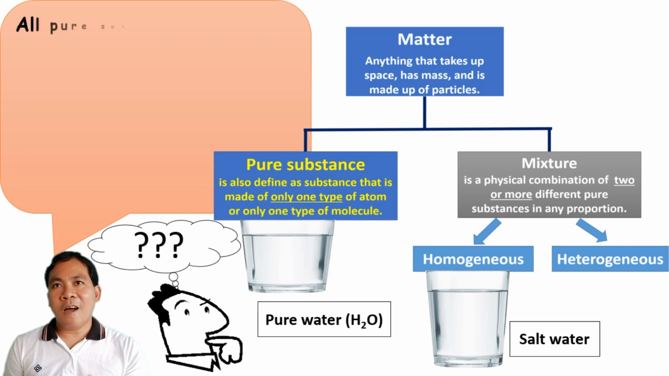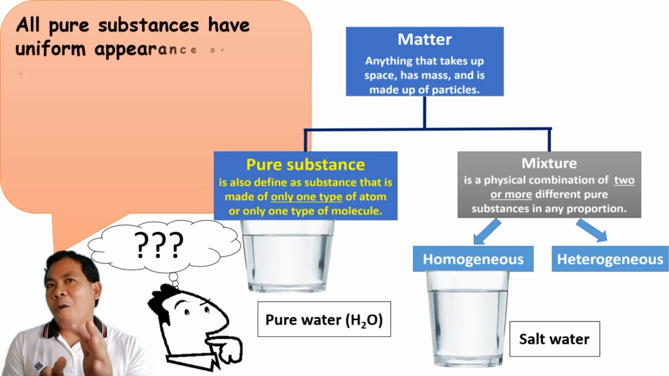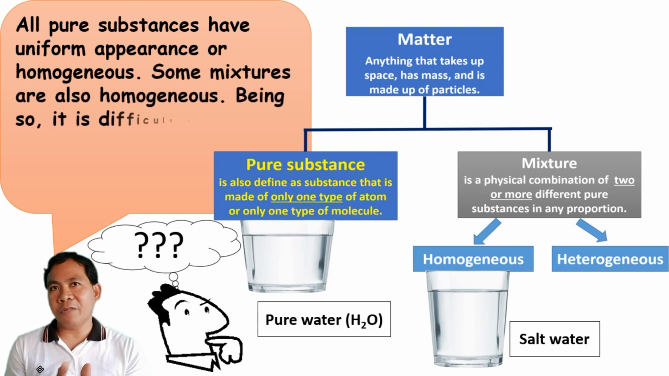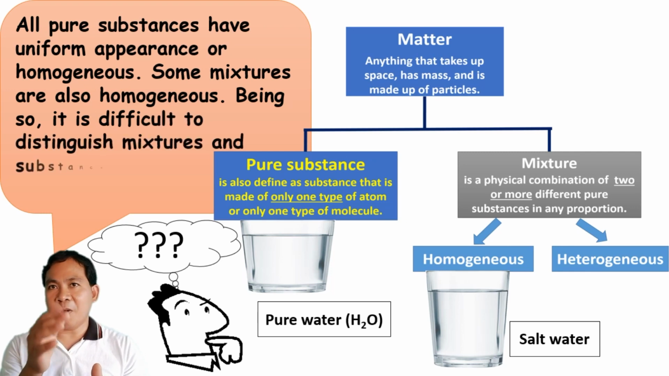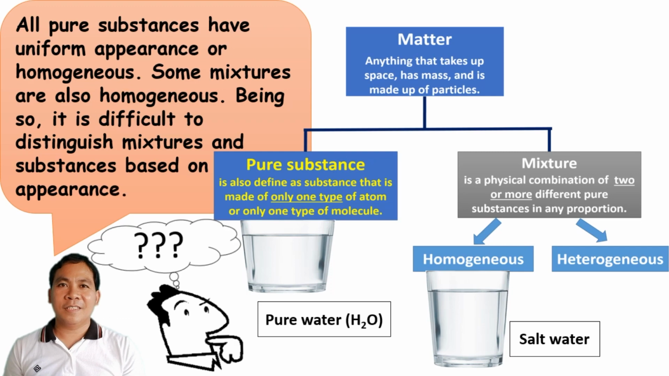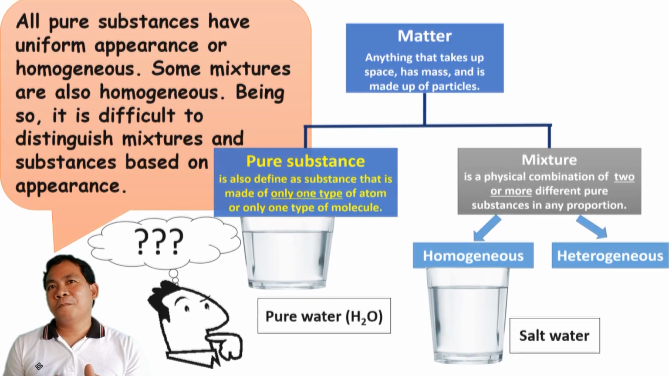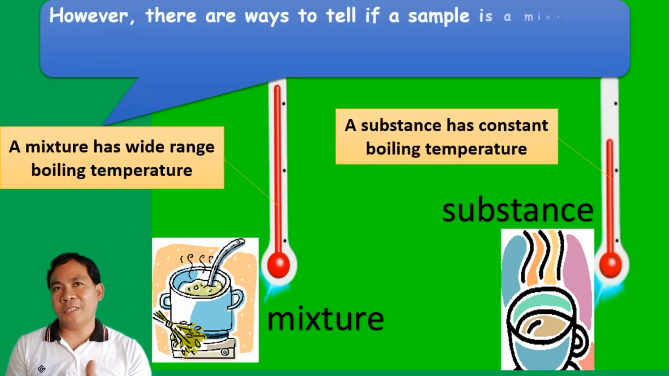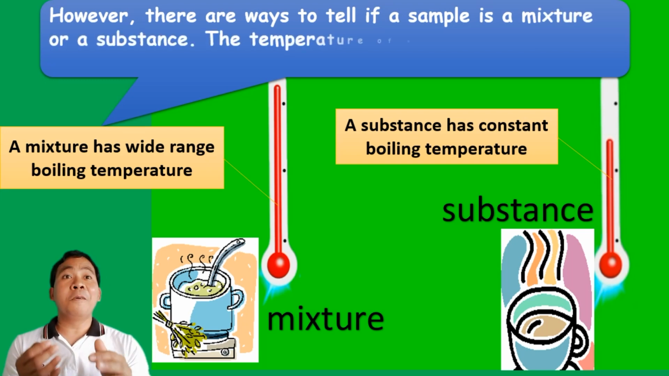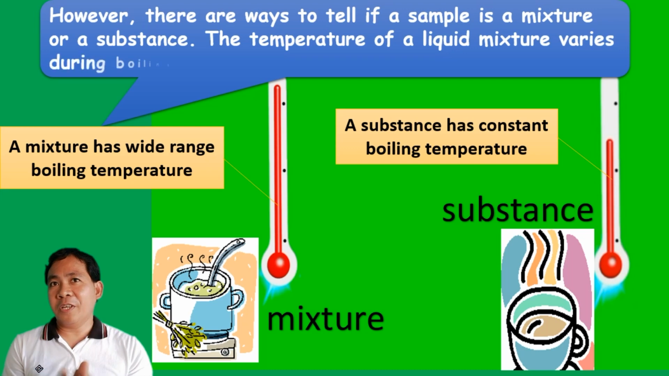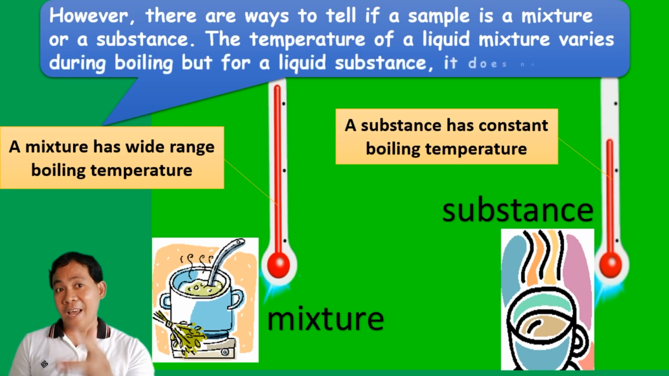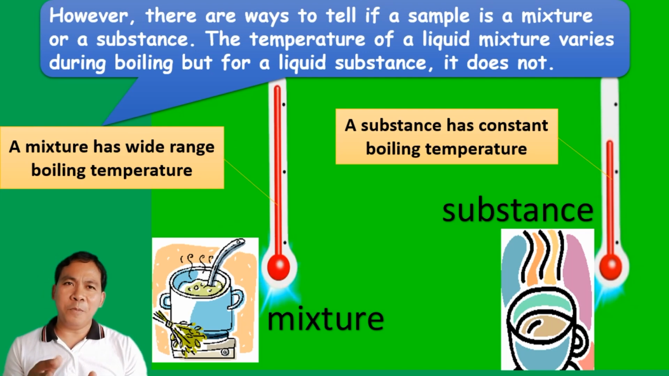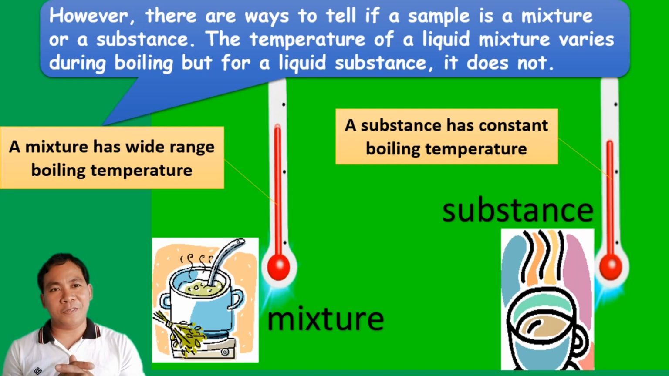All pure substances have uniform appearance or homogeneous. Some mixtures are also homogeneous. Being so, it is difficult to distinguish mixtures and substances based on appearance. However, there are ways to tell if a sample is a mixture or a substance. The temperature of liquid mixture varies during boiling, but the liquid substance, it does not. A mixture has a wide range of boiling temperature, while a pure substance has constant boiling temperature.